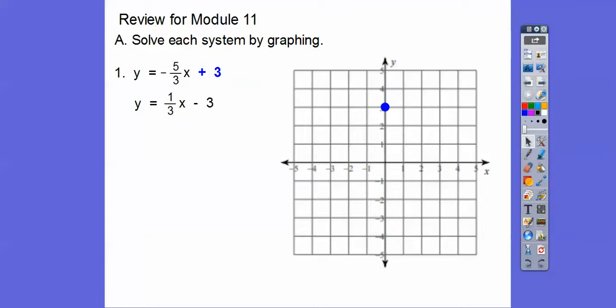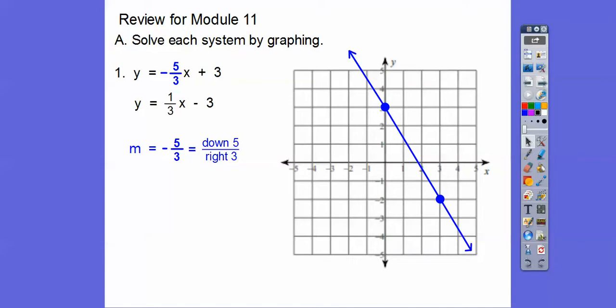And then we use the slope. The slope is -5/3. So the negative means we go down 5 and to the right 3. From this blue point, go down 5, which is down over here at -2, and then to the right 3. When we graph that, down 5 to the right 3, we connect them with the straight edge. There we go. Okay, so there's the top line in blue.